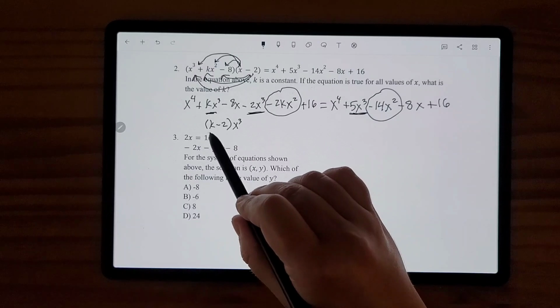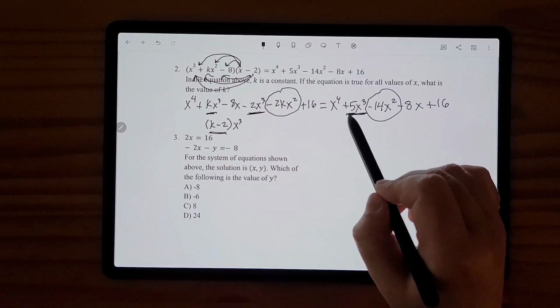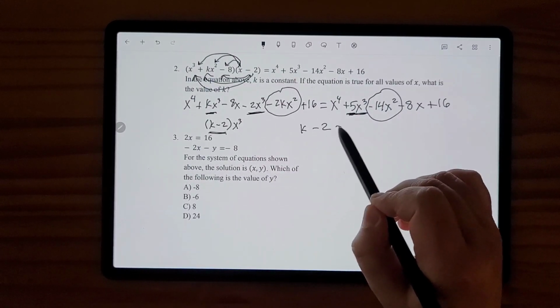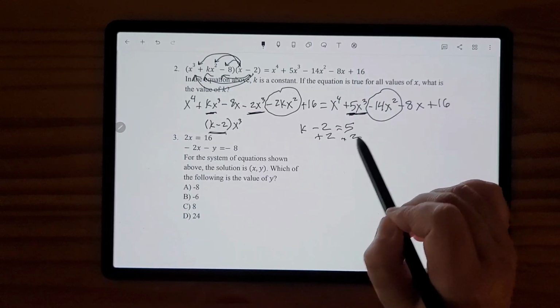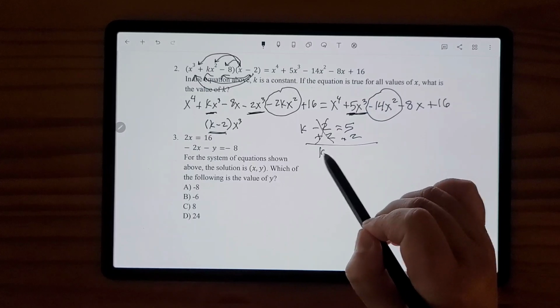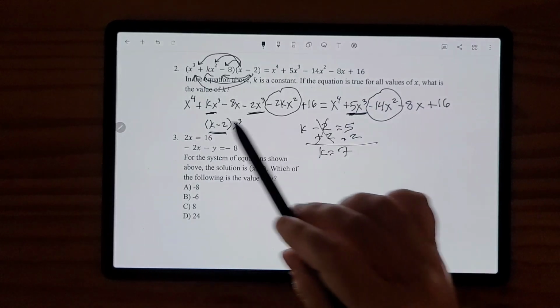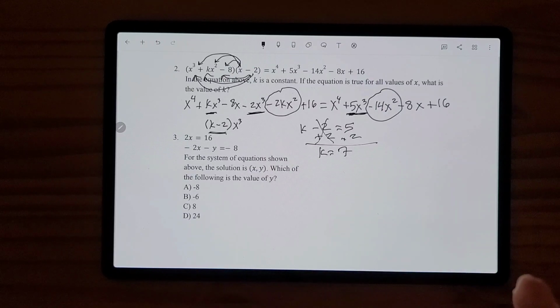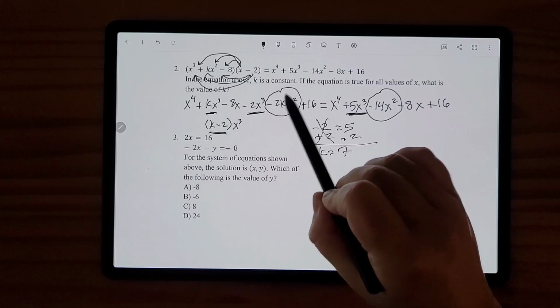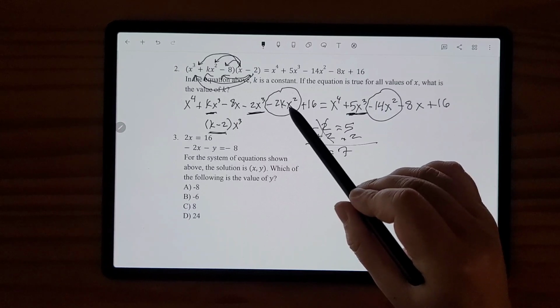So that means that k minus 2 would have to equal this 5. Then you would set up that equation, you add 2 on each side, and then it cancels out here and you get k is equal to 7. Now you'll see that was an extra step I had to take, which made it a little bit more annoying to do than if I had just picked the x squared version.